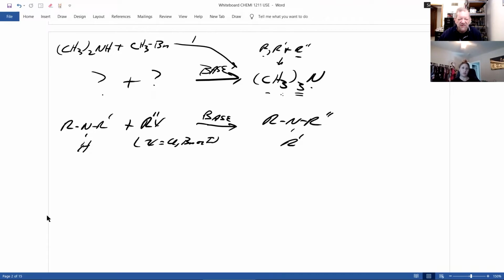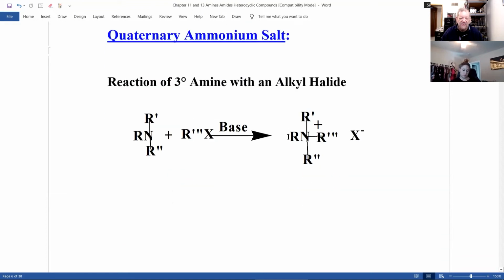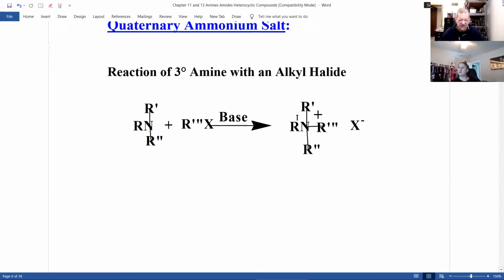And this, in the presence of base, will give you that. And again, the key point is the non-bonding pair of electrons on nitrogen will attack this right here. Well, if you look at a tertiary amine, you still have non-bonding electrons. So you know what that means? And note, like I've been saying, nucleophilic attack of the nitrogen lone pair electrons on the carbon that has the halogen, the alkyl halide. But now, a tertiary amine can react with an alkyl halide in the presence of base to form a quaternary ammonium salt.